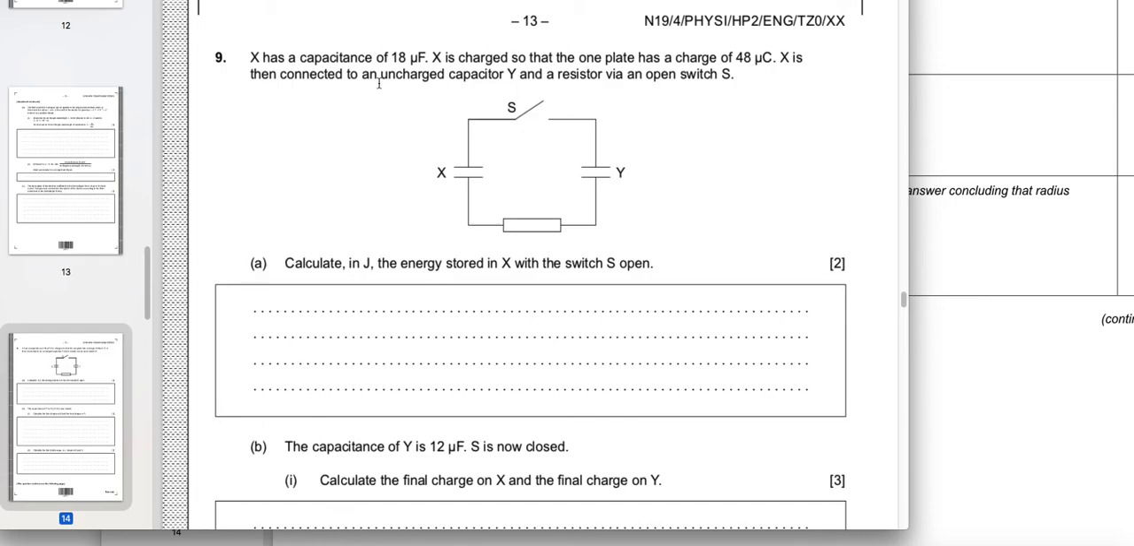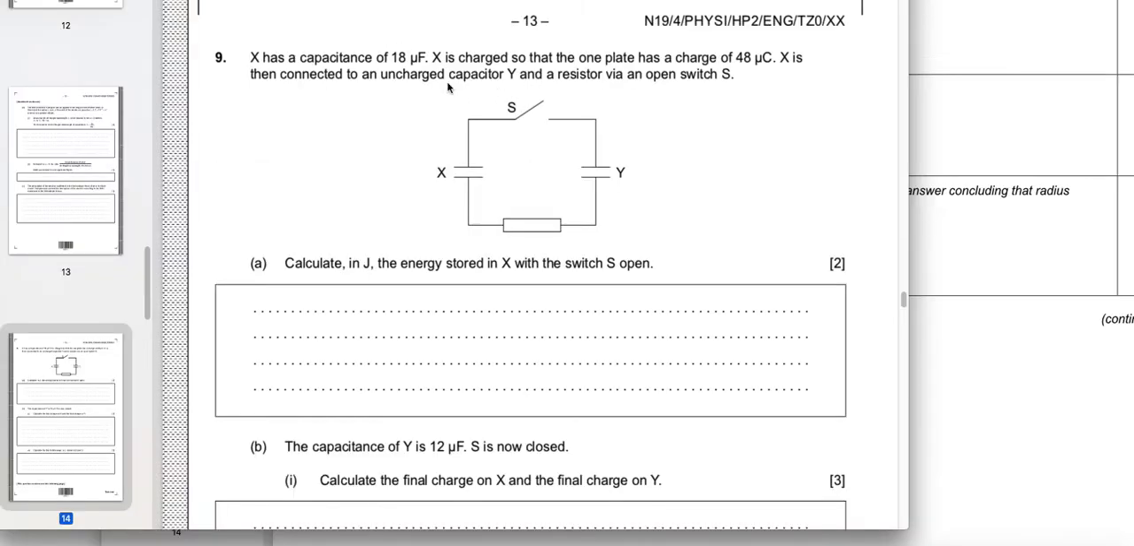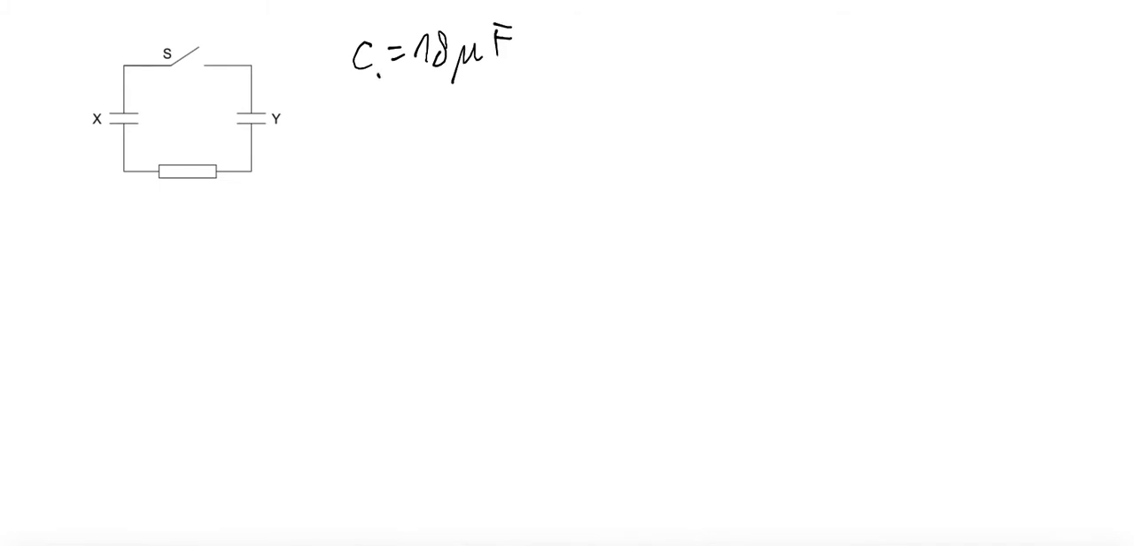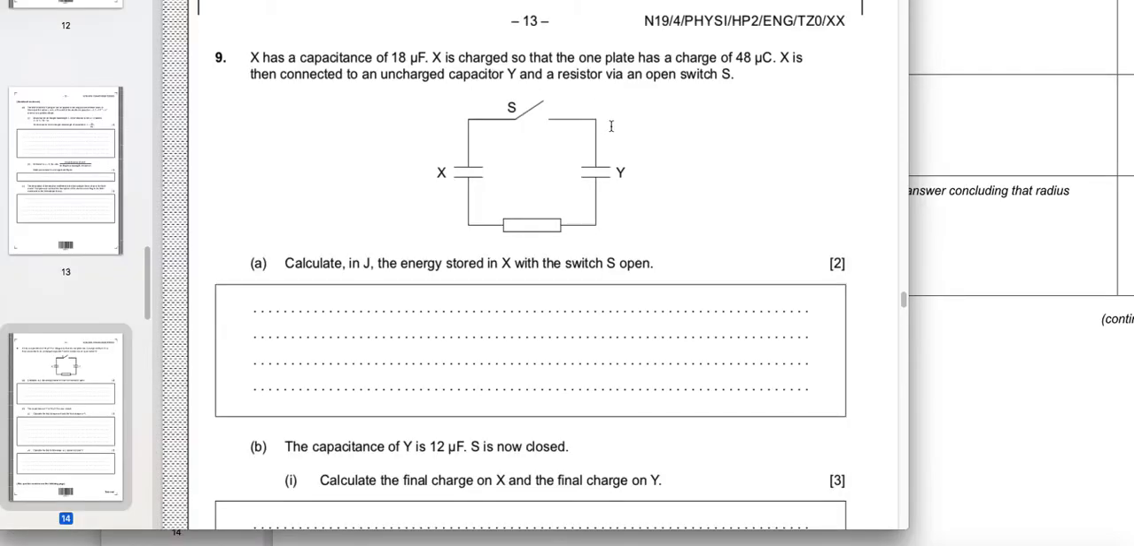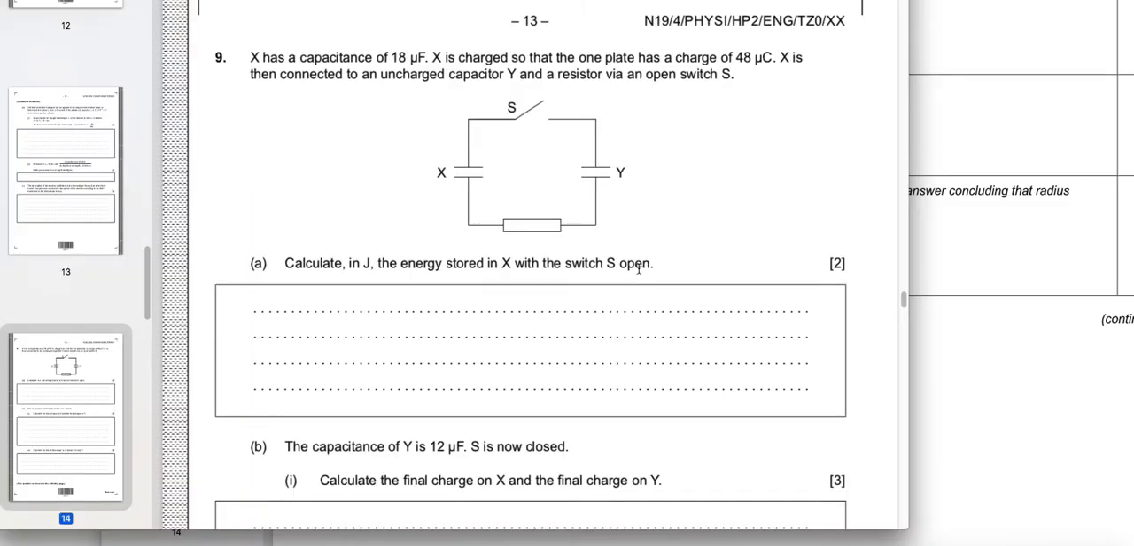Okay, so X has a capacitance of 18 microfarads and it stores a charge of 48 microcoulombs. Okay, and there is a switch, and we calculate the energy stored in X when the switch is open.